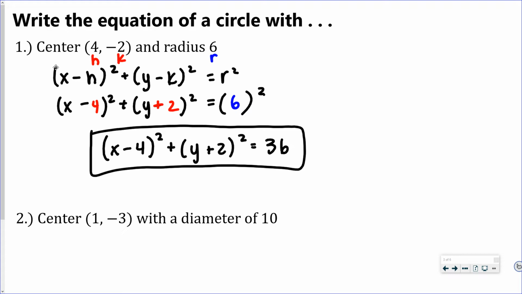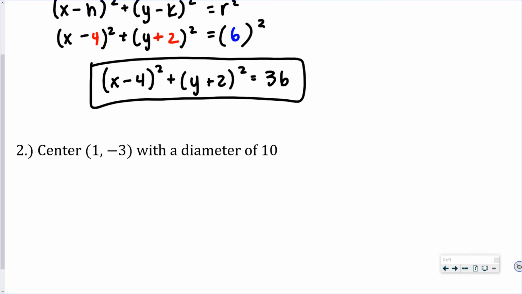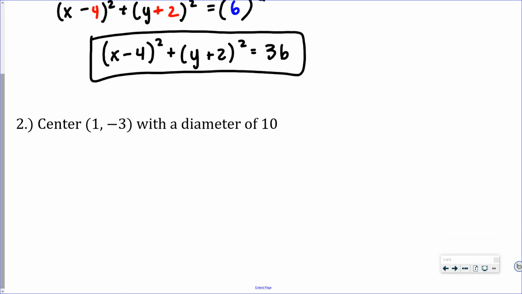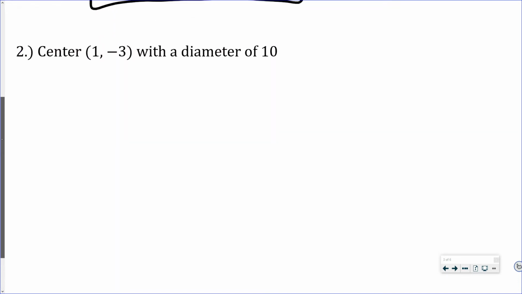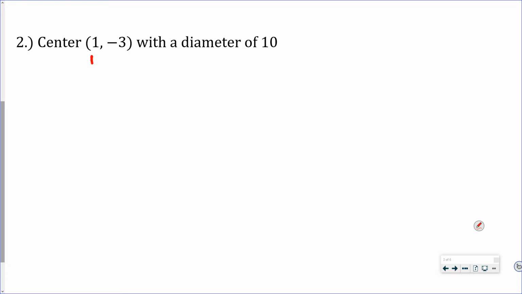Okay, that was level 1. That was the easiest because we were given all the information we needed. Level 2, Skylar, pick your head up. Level 2, center is 1, -3. So right away you're like, ooh, I know h and k. But this time they don't tell me what my radius is. They tell me my diameter is 10.